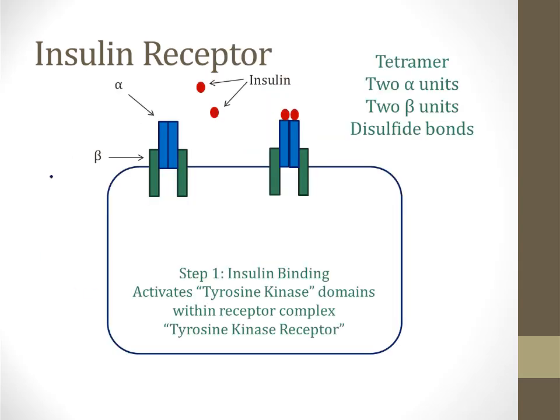Everything we've talked about up to this point has involved the production and release of insulin from beta cells in the pancreas.